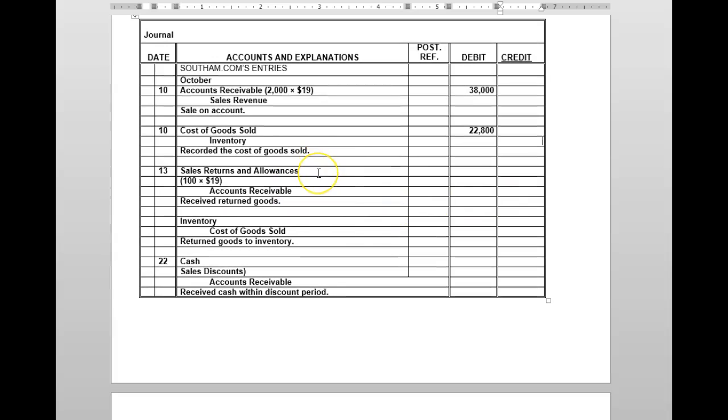Now we have a return, and what does that do to us? What do we have to do? Well, first of all, I've got to figure out the amount, which is $1,900, right? I did something with $1,900. Well, I know it comes out of my accounts receivable, so that becomes a credit. And I have to create this account called Sales Allowances and Returns to hold that. So when I do the income statement, I will be able to subtract that from my total sales, because that's not a true sale.